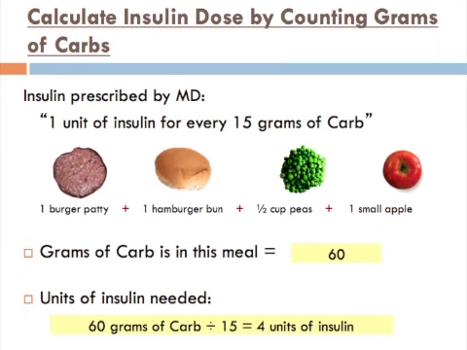To calculate an insulin dose by counting grams of carbohydrates, if a doctor prescribes 1 unit of insulin for every 15 grams of carbohydrate, then you would count up just the total grams of carbohydrate in the meal. So in this example, the total carbohydrate grams is 60, and then divide the 60 by 15, or the big number in your ratio, and the total units of insulin needed would be 4 units.